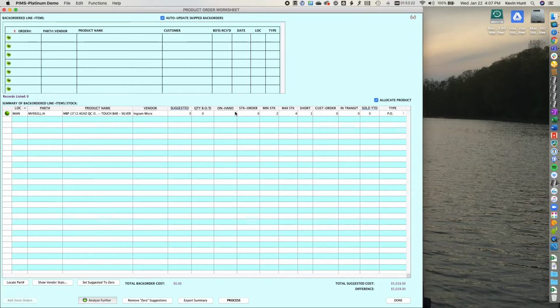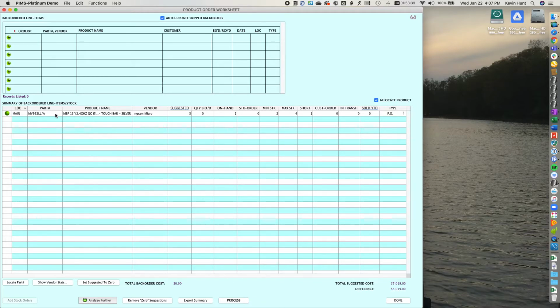So if we had 0 on hand, this would be 4, and this would be 2. So again, our minimum is 2, our maximum is 4. We are short 1 because we have 1 on hand, and so it's telling us to order 3 because 3 plus 1 on hand gets us back to 4. So I'm going to process this.